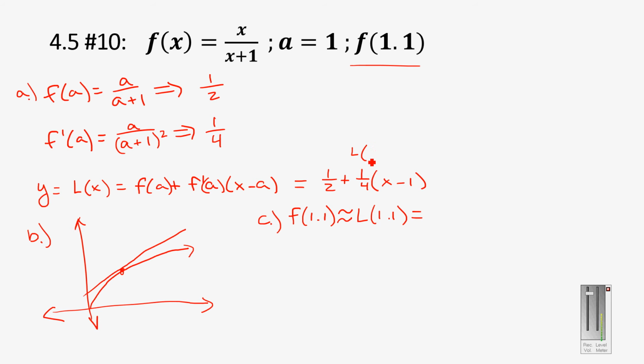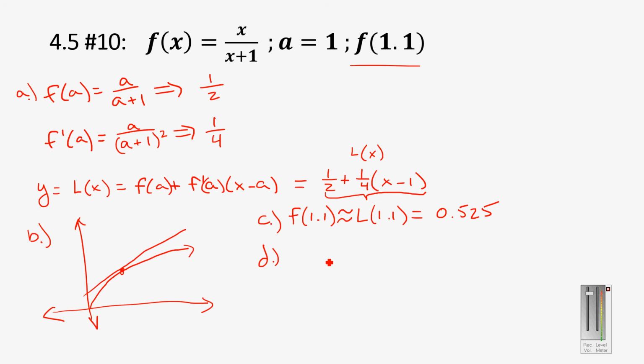My L of x equation is right here. So 1/2 plus this times 1.1 minus 1. So 1/4 times 0.1. Do all the math there. What you get is you get a number like 0.525 if you plug 1.1 into this linear approximation up here. And then the last step, part D, is to calculate the percent error in your approximation.